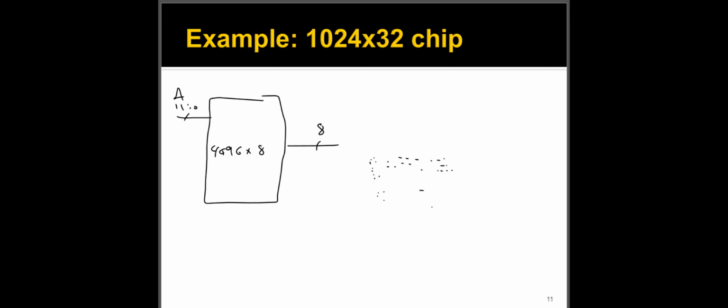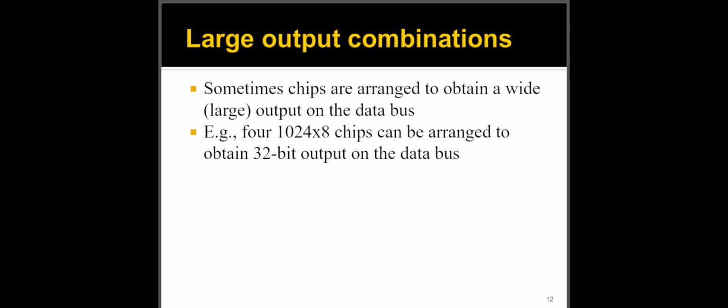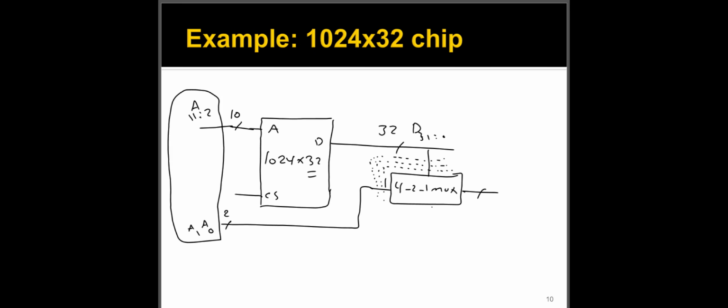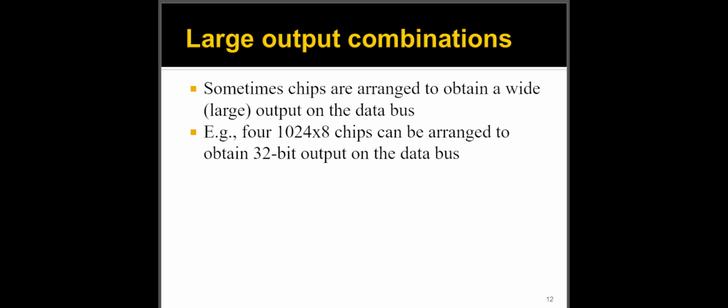Now the next topic I'm going to mention here is that we can arrange the memory chips to give us a larger or a wider output. So in this example, the chip already has a 32-bit output, and we use the mux to select one out of these bytes. It could be the other way around, actually. It could have been that we have a small chip, and we need to use multiple chips to make a larger output.